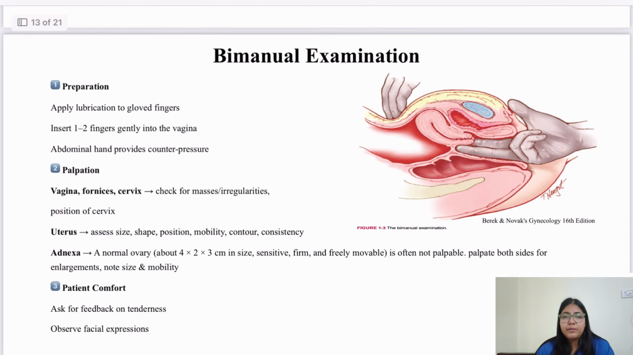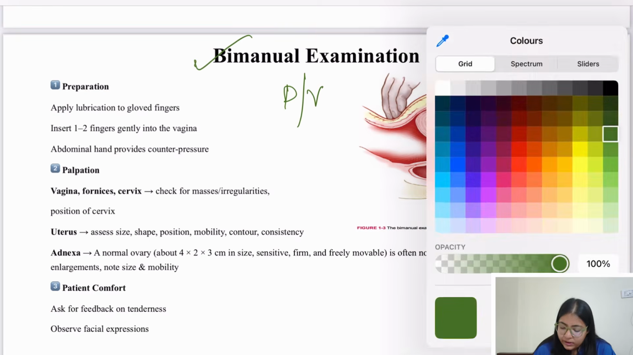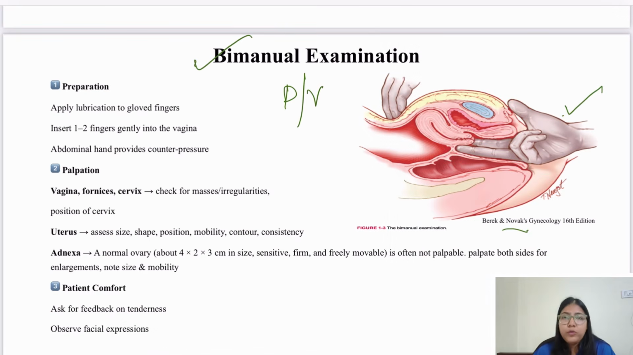Then comes, after per speculum examination, bimanual examination, that is PV examination. So this image I have taken from Novak's Gynecology. This is one of the standard books for gynecology. This is one question: how do you do bimanual examination? Most of the time, students don't know how to do bimanual examination. Where do you place your finger, in the posterior or the anterior fornix? Where do you place your left hand in the abdomen? Bimanual, because you are using both your hands.